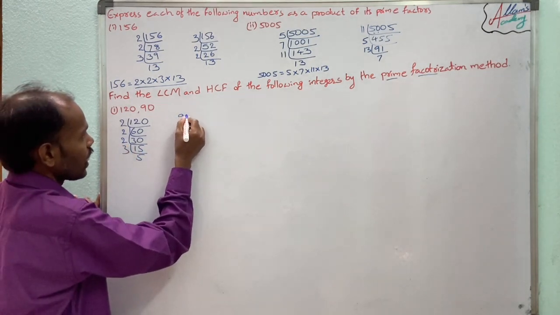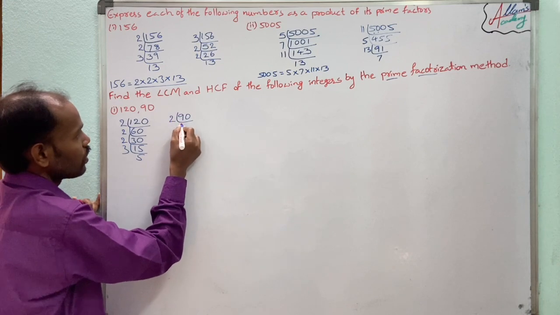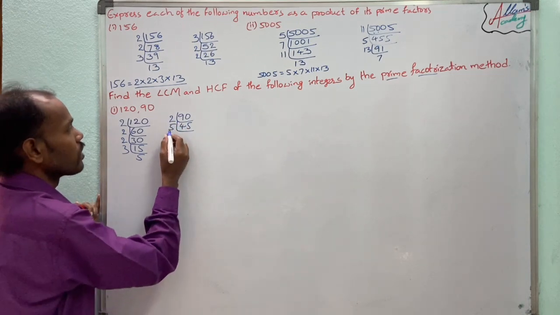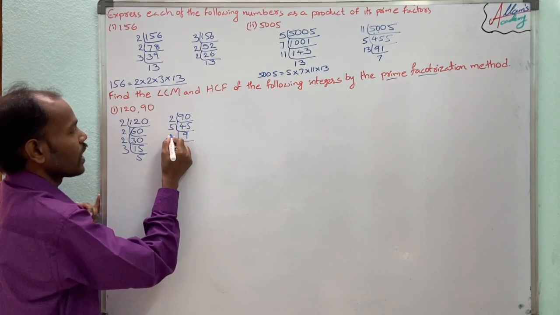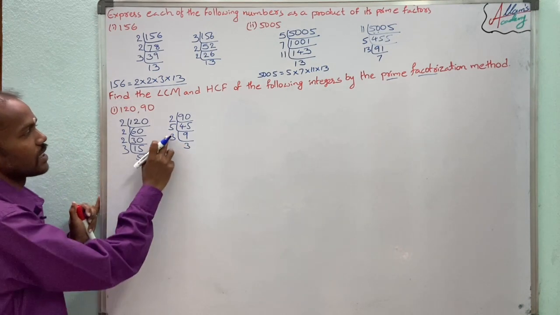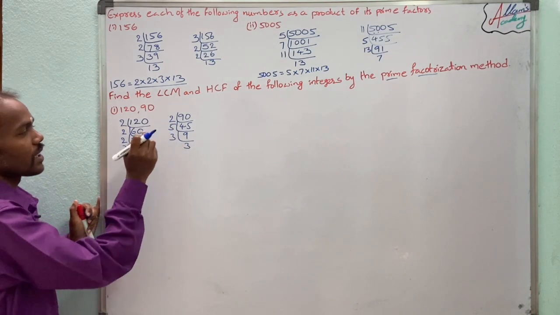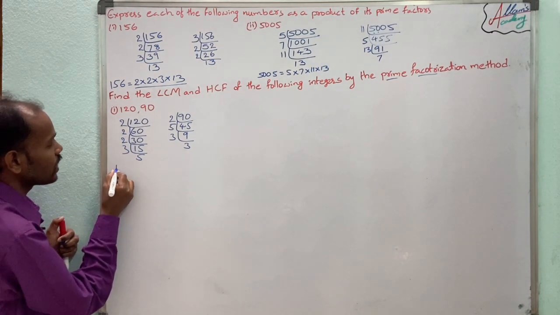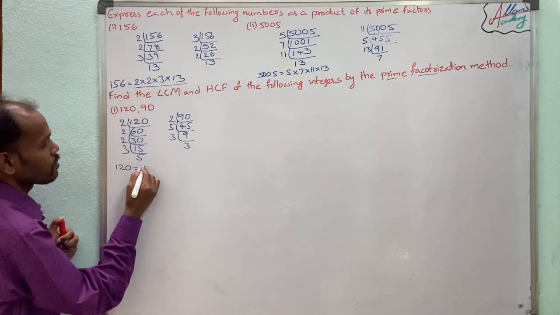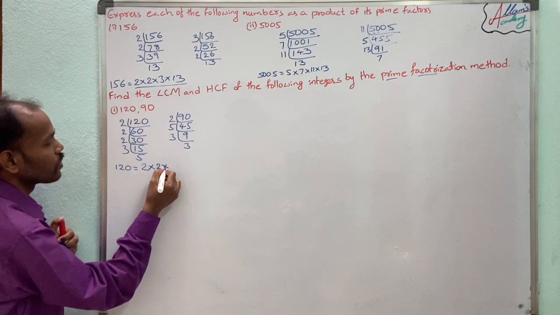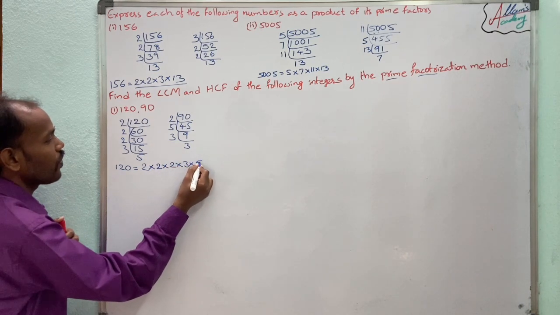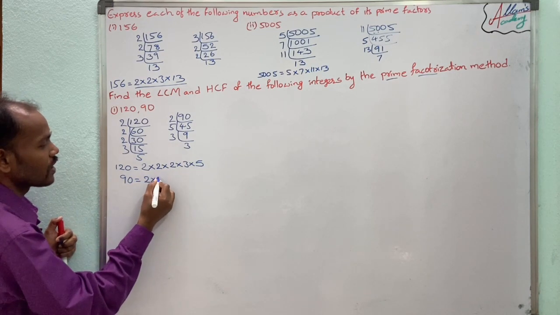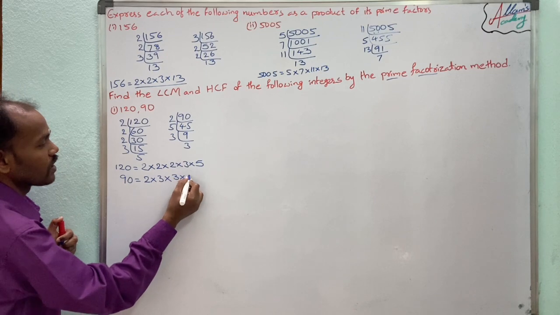Now 90 will go in the 2 table. 2 forty-fives are 90, and 45 will go in the 9 table. 5 nines are 45, and 9 will go in the 3 table, 3 threes are 9. Now 2, 5, 3 are prime numbers, here also 2, 3, 5 are prime numbers. So 120 equals 2 into 2 into 2 into 3 into 5. Next, 90 can be expressed as 2 into 3 into 3 into 5.